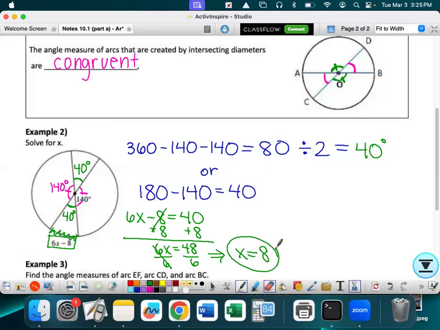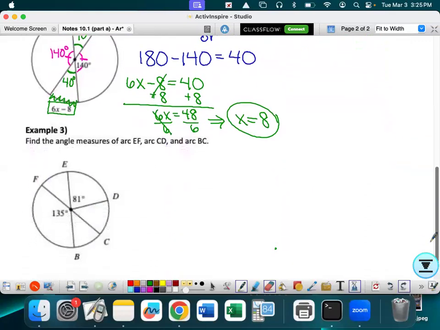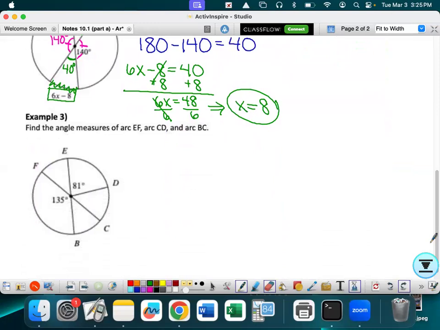All right, last example. Example 3, find the angle measurements of arc EF, CD, and BC. So basically find the rest of the arc measurements. Now, whenever you see multiple lines, I would always recommend drawing your intersecting diameters. So if there's a line that goes all the way across, highlight that one. So in this case, I have this line that goes all the way across and this line that goes all the way across. Reason being is then you can mark in your vertical angles. I'm going to go ahead and mark those in.